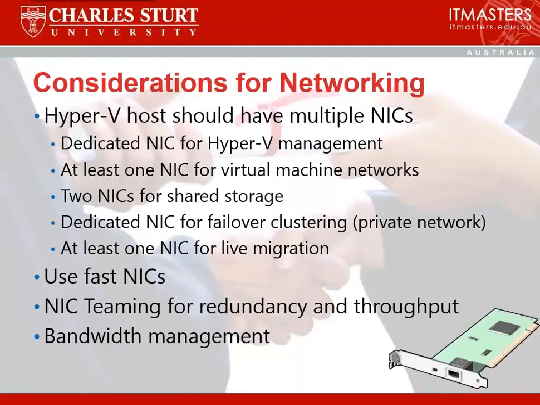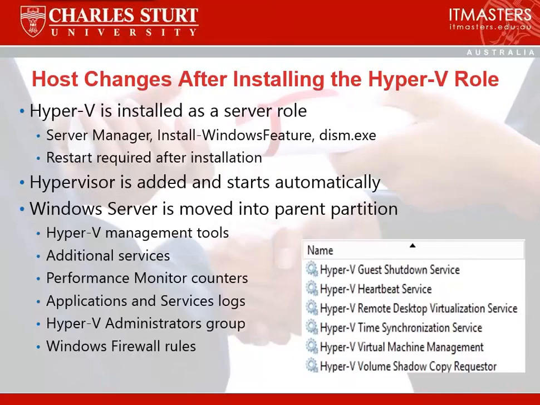So, the faster the NIC is, the better. And as I said, NIC teaming will help you to have redundancy and higher throughput. And very important, the bigger your network size is, the more NICs you need, okay? Otherwise, it's all good. So, very soon I'm going to do a demo. What changes happen when you install Hyper-V?